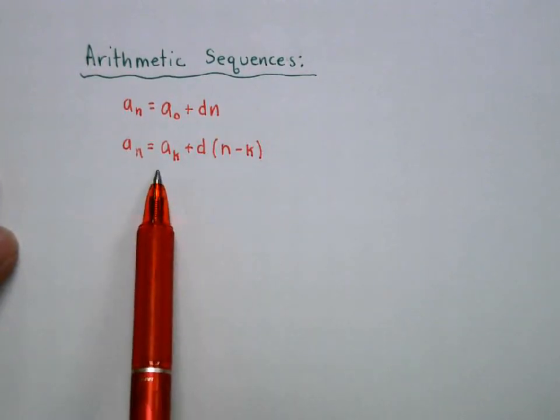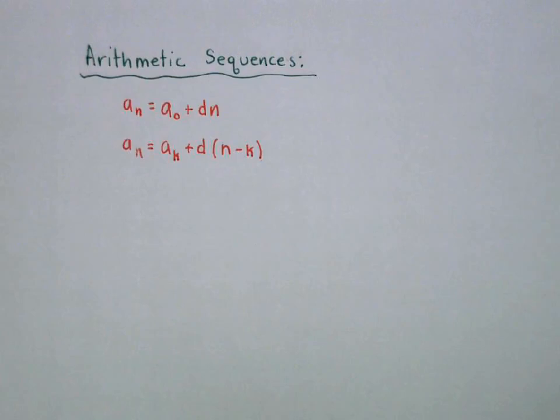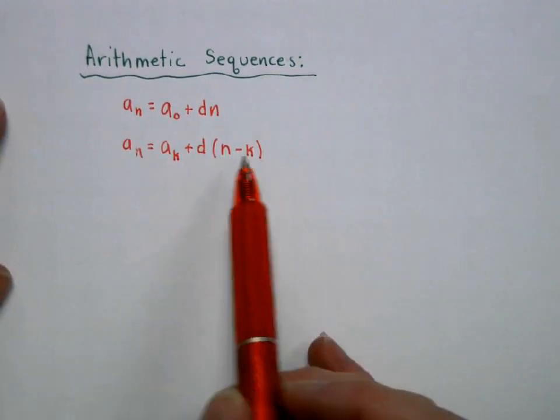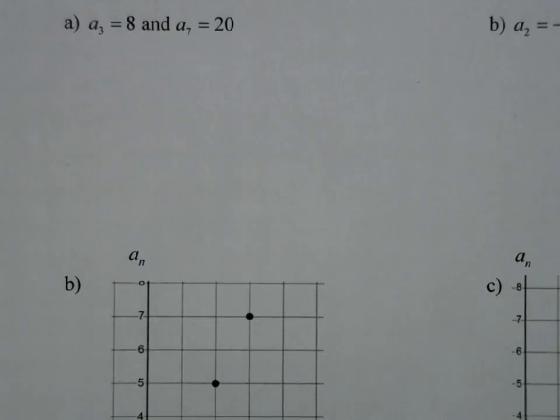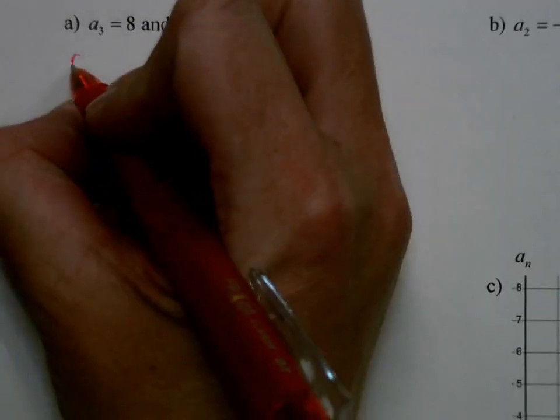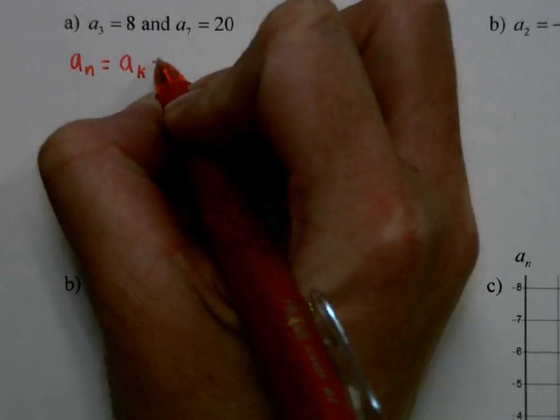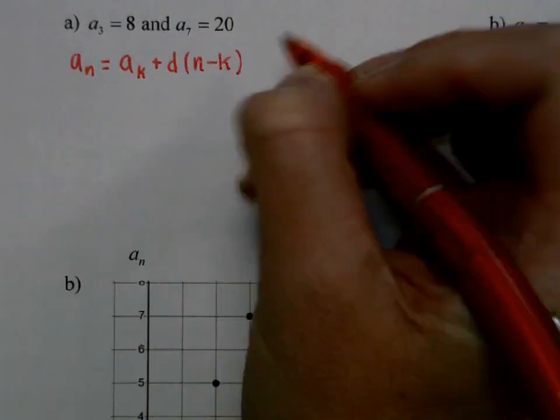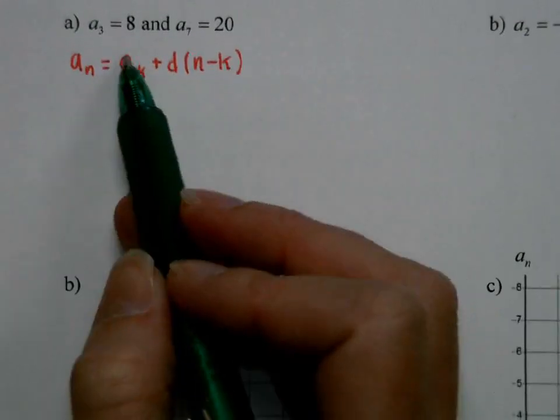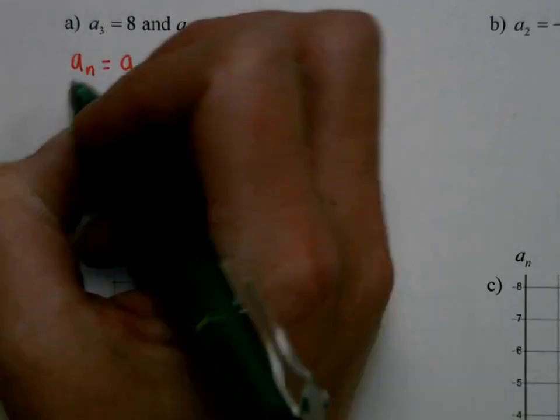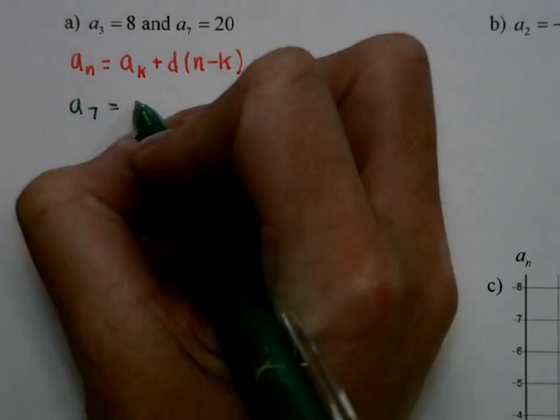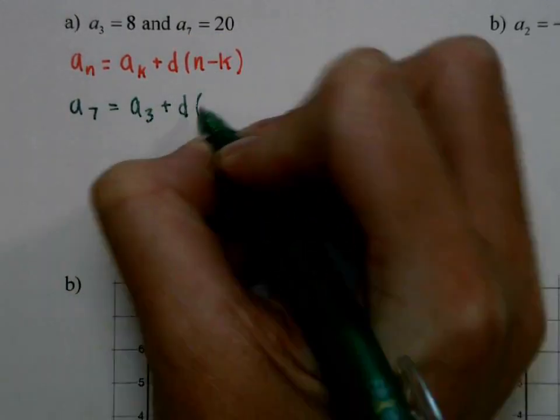This is equivalent to what you would know as the point-slope form of a line, where my common difference is my slope, and then ak is some point on our line. This is just going to be some term in our sequence. Okay, so in this first one, we have a3 is 8 and a7 is 20. So I'm going to use an equals ak plus d times n minus k. Okay. My ak, you can use either, but I tend to use the smaller of the two, or the lower in the sequence. So I'm going to make this a7, makes this a3, plus d times 7 minus 3.